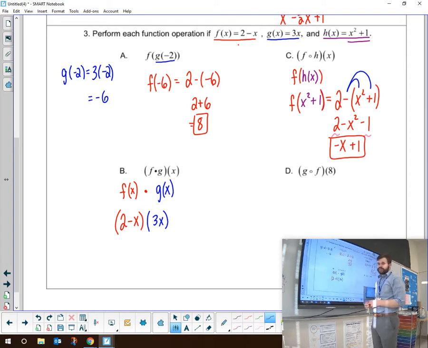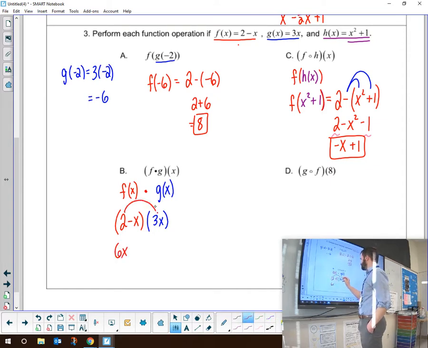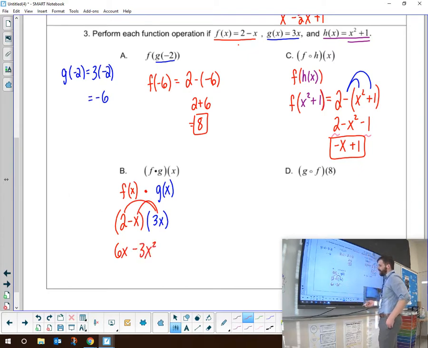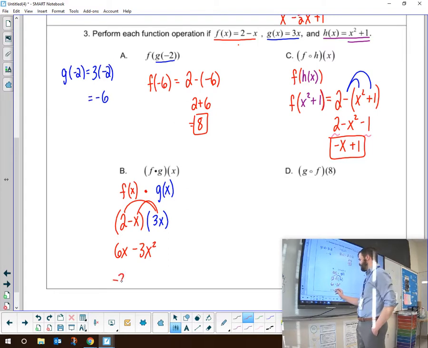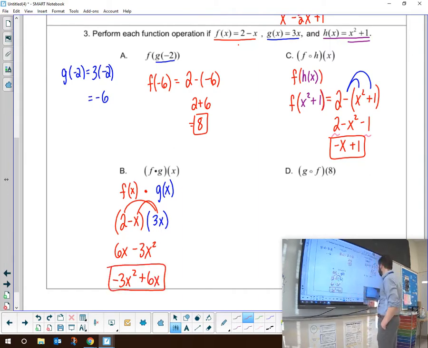And so we're just going to distribute and combine like terms. So I'm just going to go 3x times 2 is 6x. 3x times negative x is negative 3x squared. All right, that's our answer. Technically, we should rewrite it with the x squared first, but that's our answer. So I'm just going to rewrite it with the x squared first. I'm going to go negative 3x squared plus 6x. And there it is, our answer.